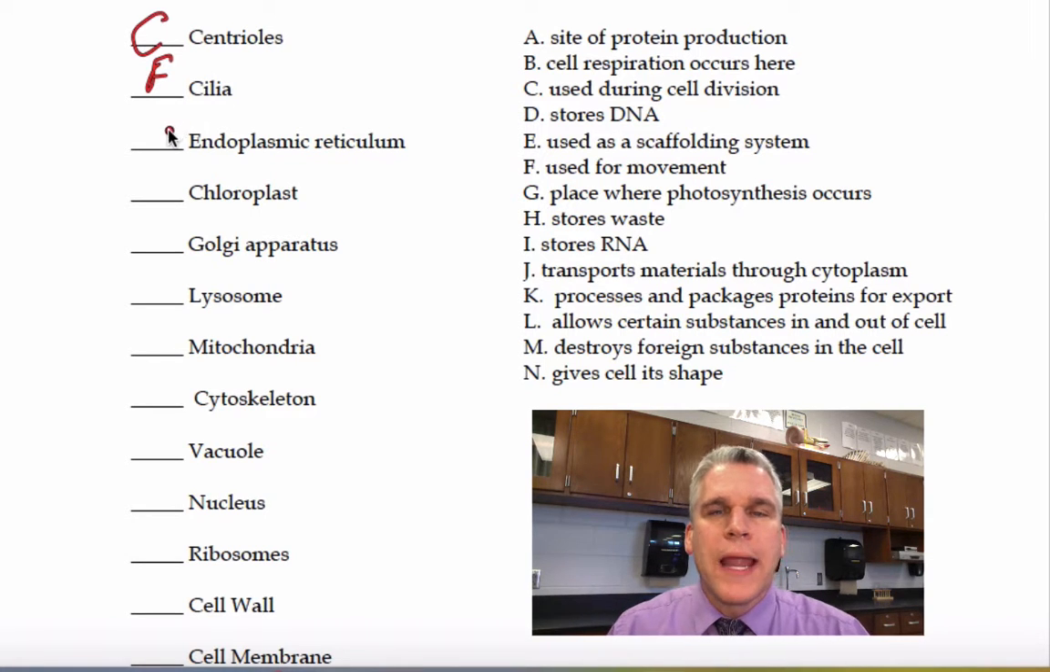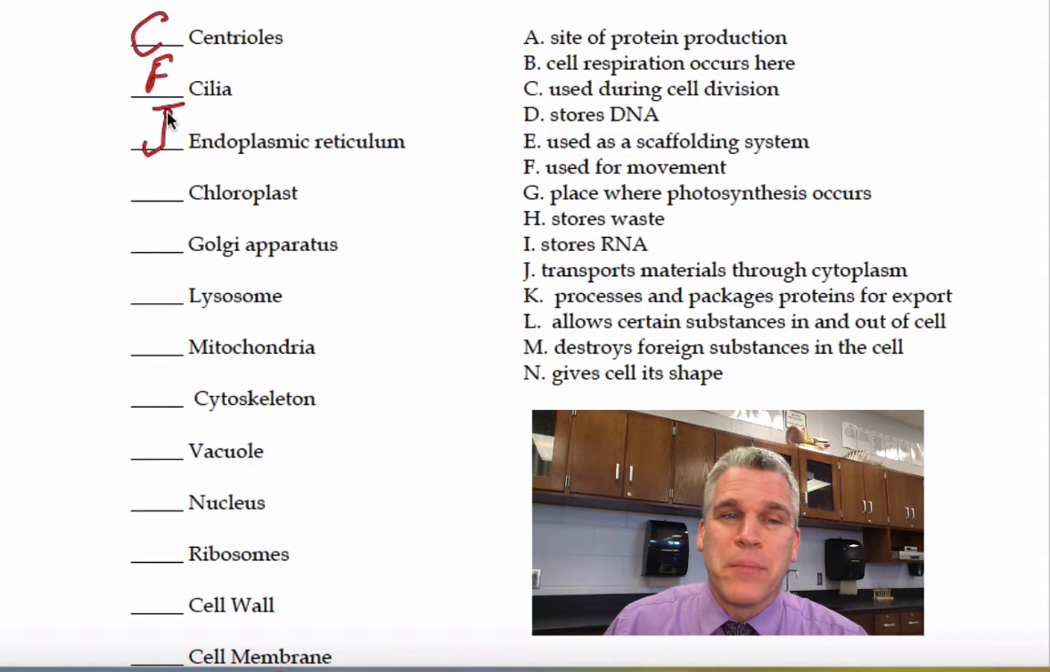The endoplasmic reticulum, otherwise known as the ER. So these are like little tunnels in the cell, and their job is to transport materials through the cytoplasm so that they don't get mixed in with the cytoplasm. That's J. The chloroplasts. So these are found only in plant cells, and the chloroplasts are filled with a green pigment called chlorophyll, and that is used in photosynthesis, and so that would be G.